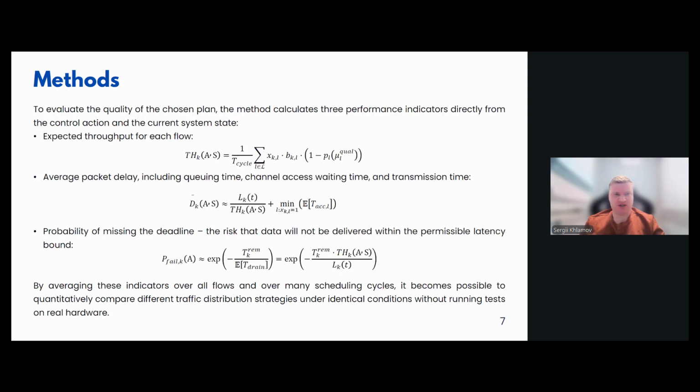To evaluate the quality of the chosen plan, the method calculates three performance indicators directly from the control action and the current system state: expected throughput for each flow; average packet delay, including queuing time, channel access waiting time, and transmission time; and probability of missing the deadline, the risk that data will not be delivered within the permissible latency bound. By averaging these indicators over all flows and over many scheduling cycles, it becomes possible to quantitatively compare different traffic distribution strategies under identical conditions without running tests on real hardware.